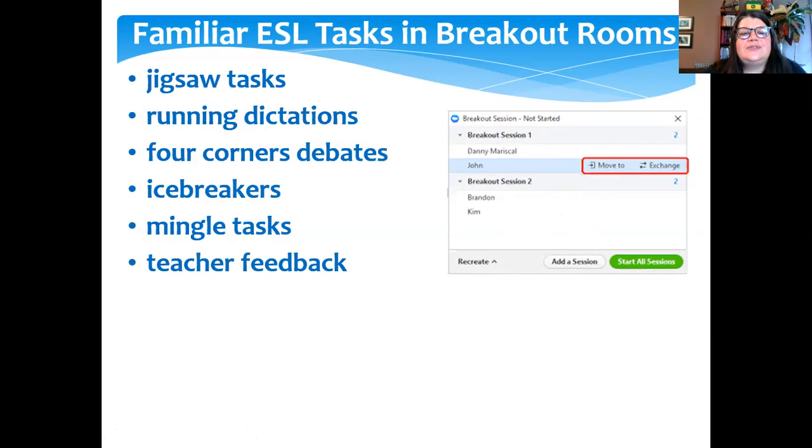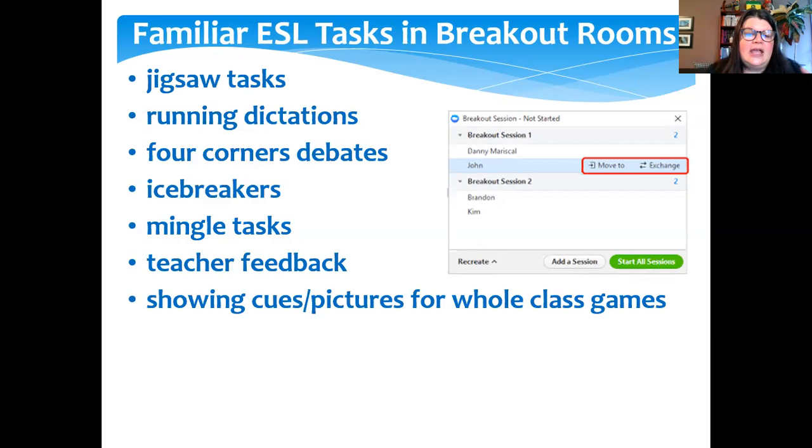Also, teacher feedback. So if the students have just done a mini presentation or answered questions or something like that, and you want to give one-to-one feedback, that works well in breakout rooms while the rest of the class can stay back and do something in the main video conferencing.